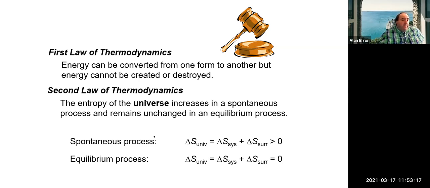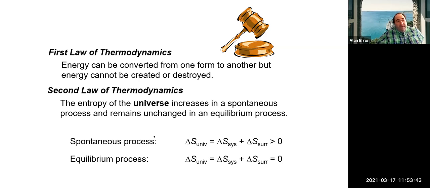Now, the second law of thermodynamics is what we're talking about here, which is basically that the entropy of the universe is increasing in a spontaneous process and remains unchanged in an equilibrium process. So the way that we use entropy to determine if a reaction is going to be spontaneous or not is we actually need to calculate 2 different things to help us figure that out.